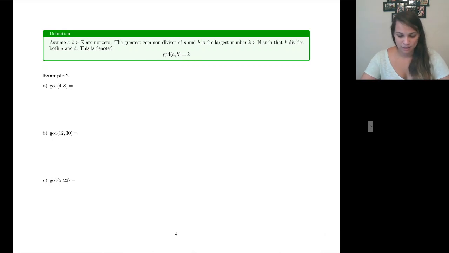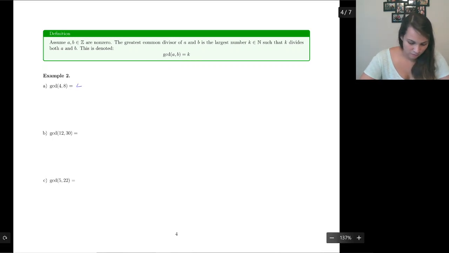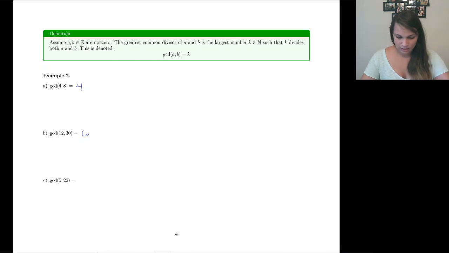For example, let's take this for a quick run. The GCD of 4 and 8, that's going to be 4. The GCD of 12 and 30 is going to be 6. And the GCD of 5 and 22 is going to be 1, because 5 is a prime number and 5 does not divide 22. So the biggest number that's going to go into both of them is going to be 1.